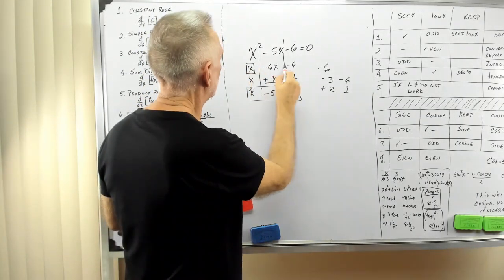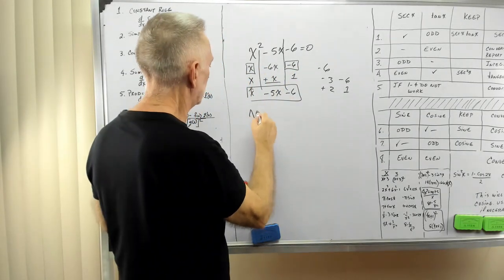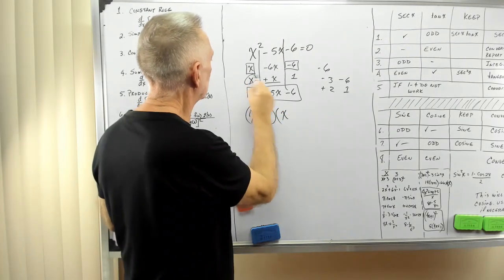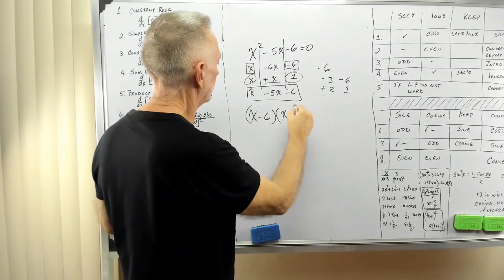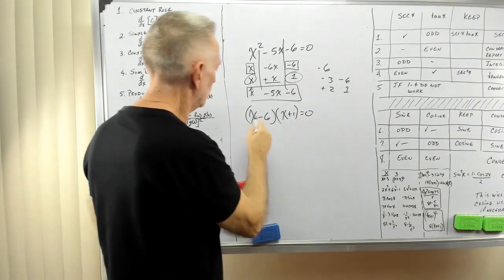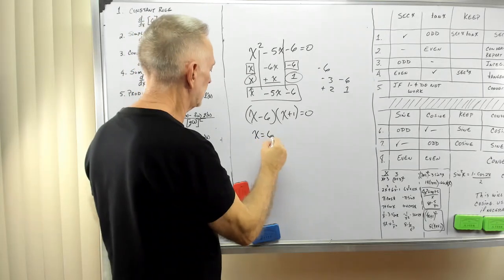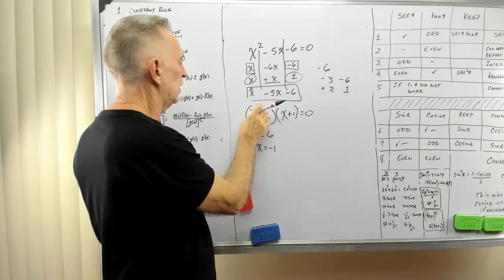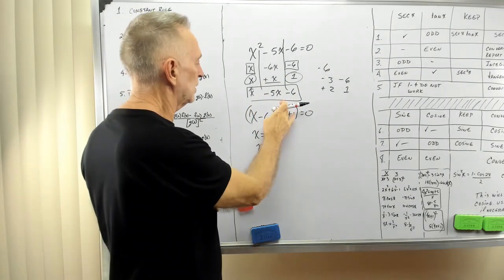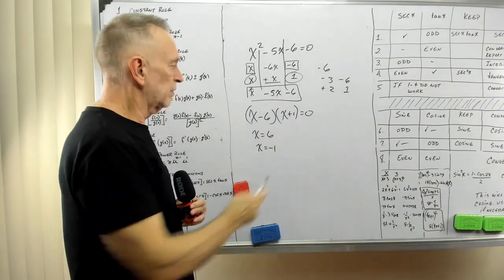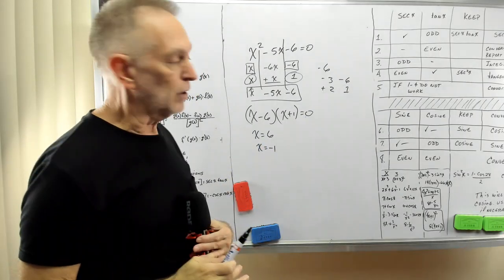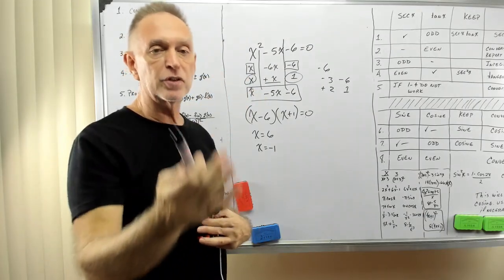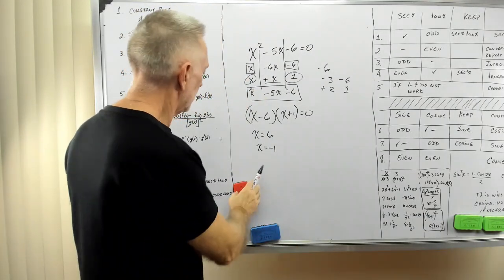So I end up with these factors that say this is x minus 6 times x plus 1 equals 0. So I know x equals 6 or x equals negative 1. That would give me a 0 here or a 0 there. Multiply together gives me the desired 0. That's the way I was taught to factor. Now obviously there's the quadratic equation, okay?